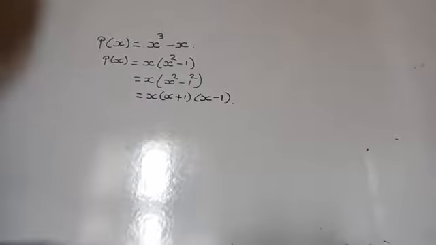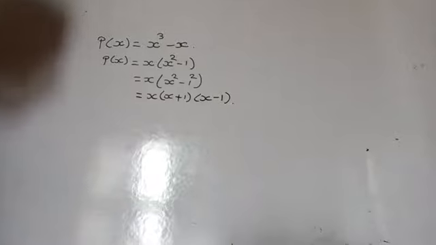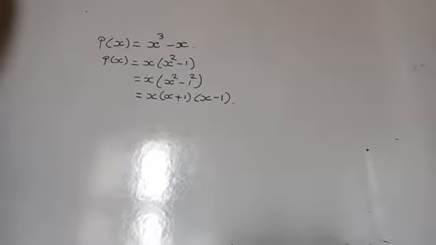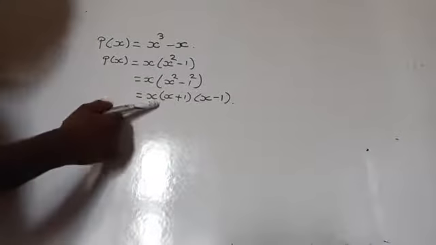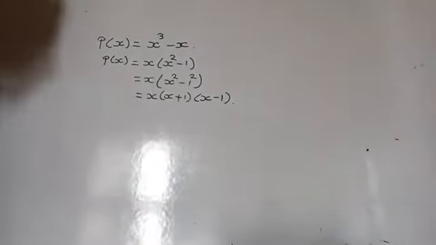It is not necessary to always get 3 factors. Sometimes you will get 2 factors also. Are you getting there? So at most 3 factors you will get, minimum maybe 2 also. If they ask you to find the zeros for this polynomial, equate all this equal to 0. That is x equal to 0, x equal to minus 1 and x equal to 1.